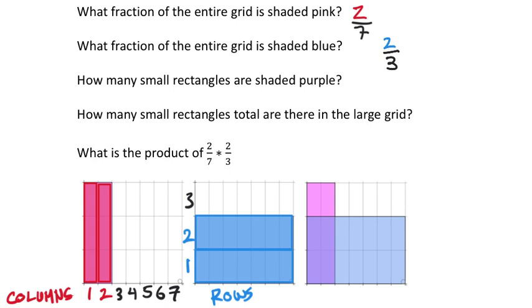Then it says, well, how many bars are shaded purple? And it's important for us not to get purple and pink mixed up, but this would be 1, 2, 3, 4. 4 of the rectangles are shaded purple. How many small rectangles total are there in the large grid? Well, it is a 3 by 7 grid. So you're welcome to count these, but that means that there should be 3 times 7, 21 total small rectangles in the grid.